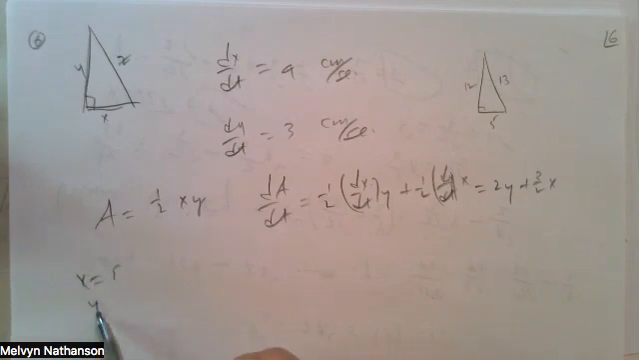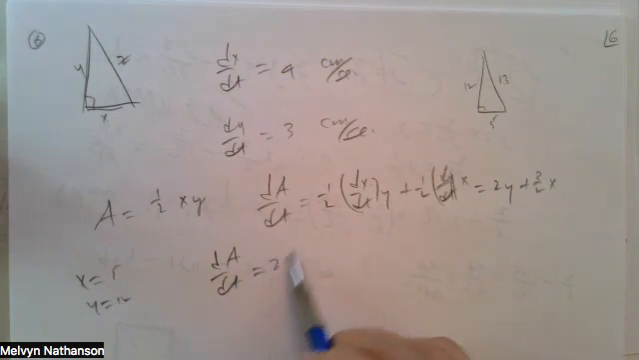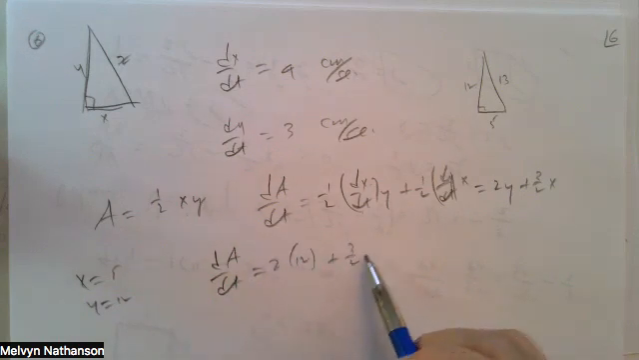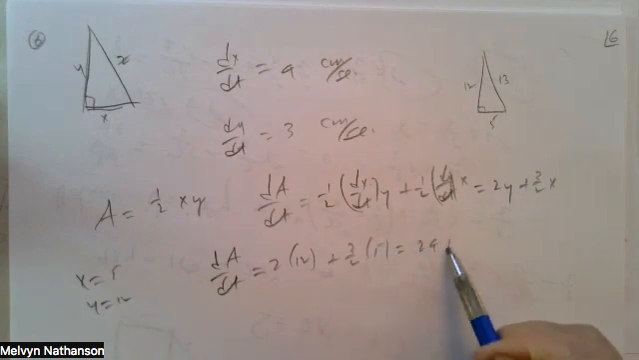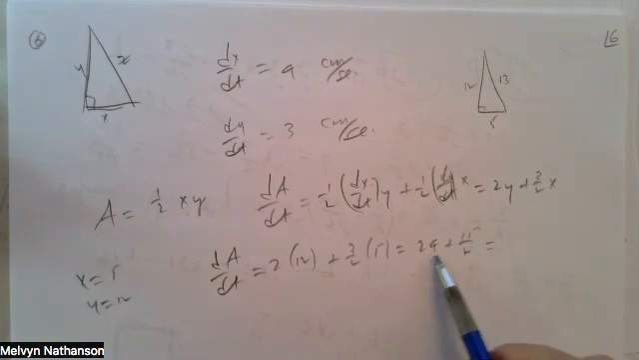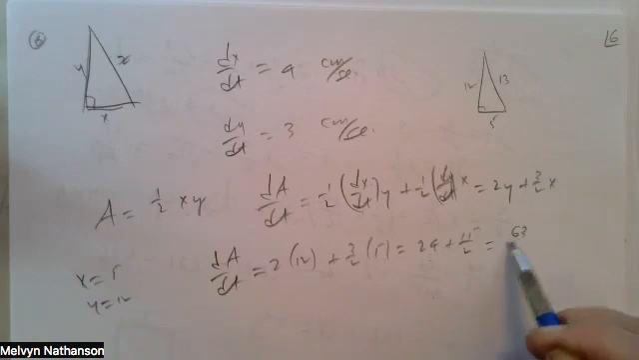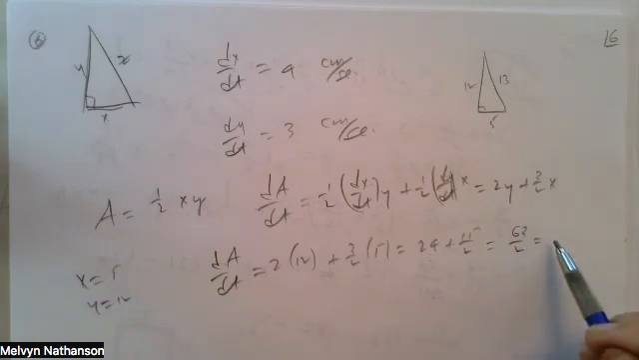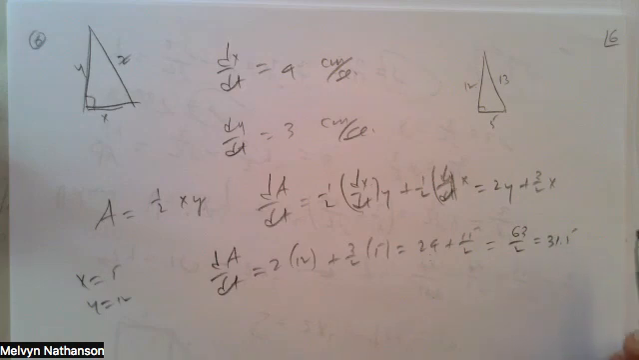And when x is equal to 5 and y equals 12, the rate of change of the area is 2 times 12 plus 3/2 times 5. That's 24 plus 15/2, which is 48/2 plus 15/2, or 63 over 2, or if you like, 31.5 is the rate of change of the area. Centimeters squared per second would be the correct dimensions.